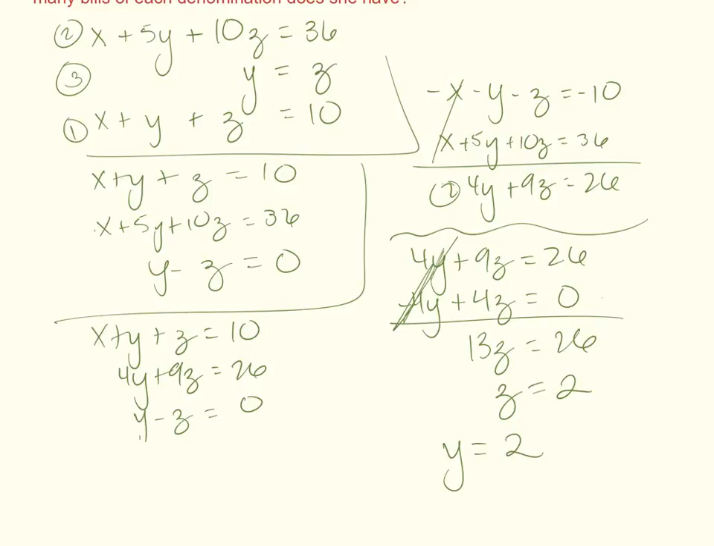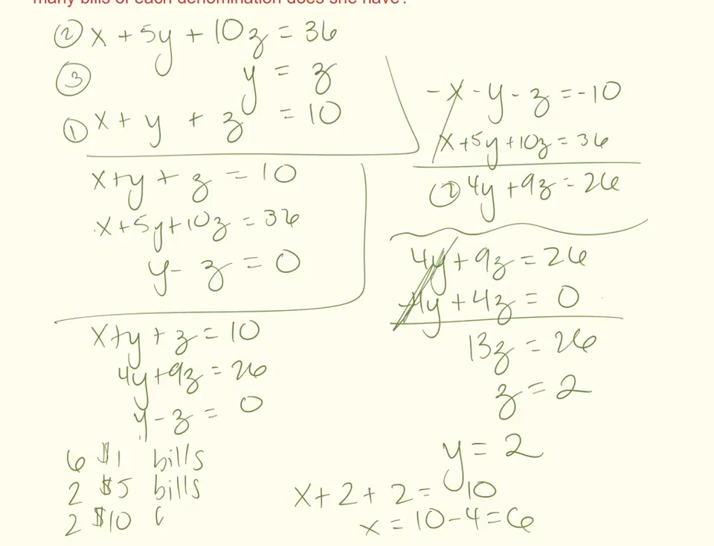And then we take those two and plug it into the very first one. So x plus 2 plus 2 equals 10. x equals 10 minus 4 equals 6. So in total, we've got 6 $1 bills, 2 $5 bills, and 2 $10 bills. And just to double check, 6 $1 bills is $6, 2 $5 bills is $10, so that's 16, and 2 $10 bills is 20. 16 plus 20 is $36, and so it works out. And that's my answer.